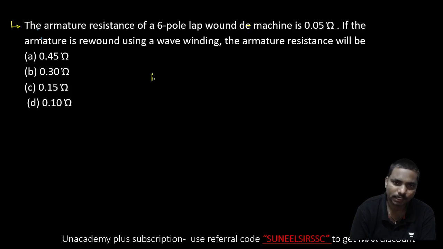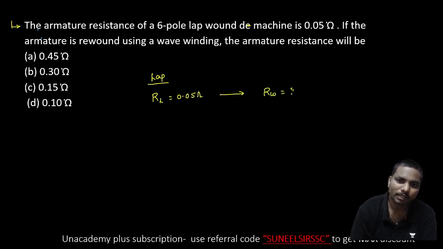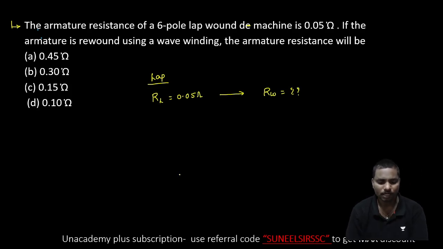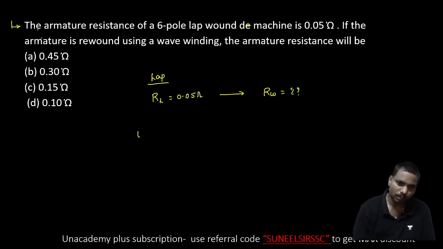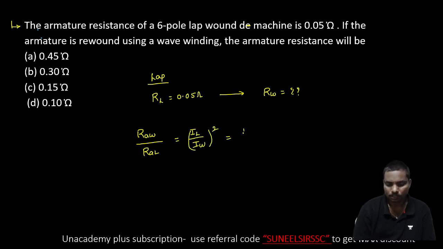So first of all, it is in the lap winding. In that case, the resistance of the lap is 0.05 ohm. If it is converted into wave, then what will be the resistance? We have the direct formula: armature resistance in wave winding by armature resistance in lap winding is equal to IL by IW whole square, or AL by AW whole square.